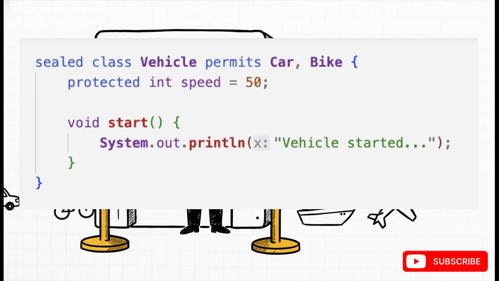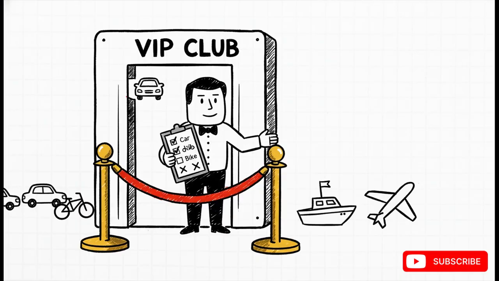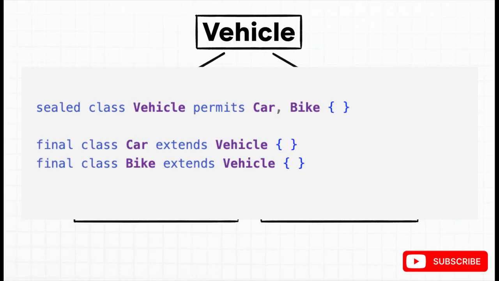And right away, we see something new, the sealed keyword. This is a pretty modern feature in Java. Think of it like this. The Vehicle class is setting up an exclusive club. It's putting a list on the door that says only Car and Bike are allowed in, nobody else. It gives the parent total control over who is allowed to inherit from it. Super useful. And here are the two members of our exclusive club.